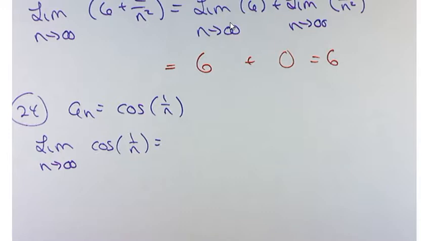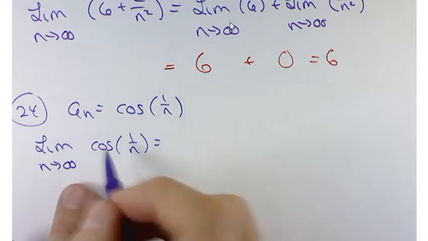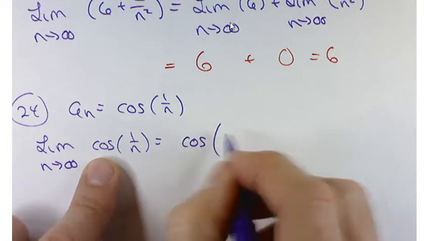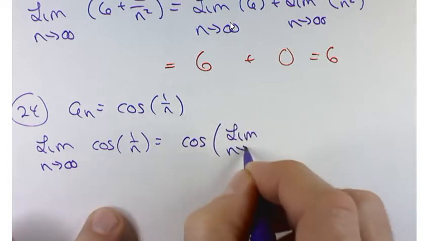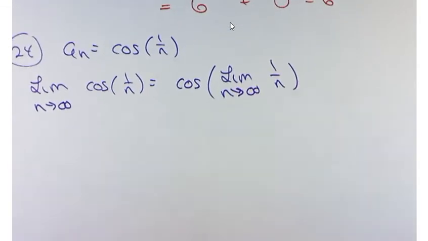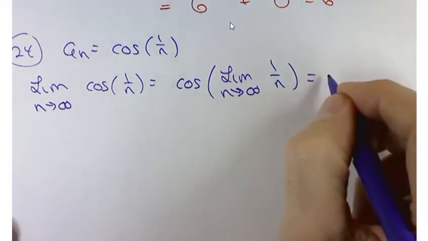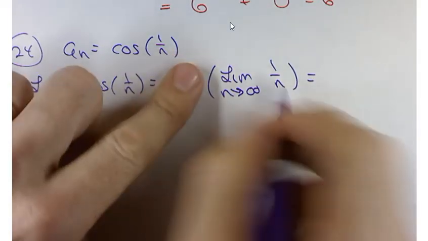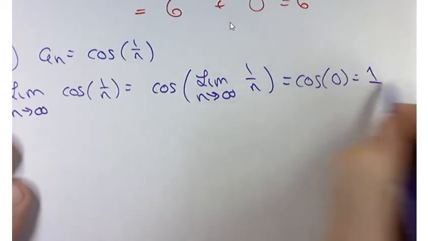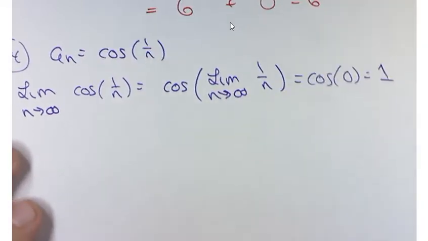Now, cosine is a nice, smooth, continuous function. And because of that, Amila, we can interchange these two operations. I can do the cosine of the limit as n approaches infinity of 1 over n. I can get away with that here. What's that limit? Overall, yeah. No, just the limit part, though. And the cosine of 0 is 1. So eventually, this should head to 1.